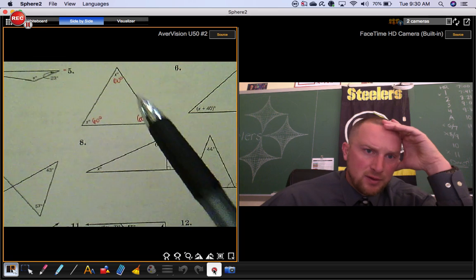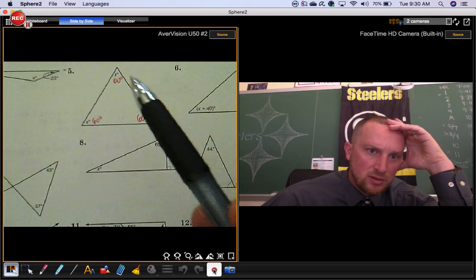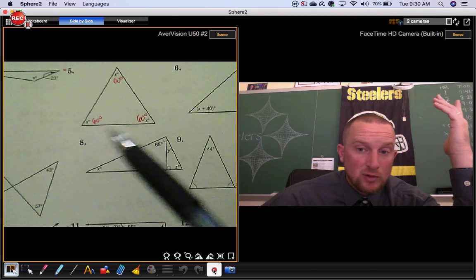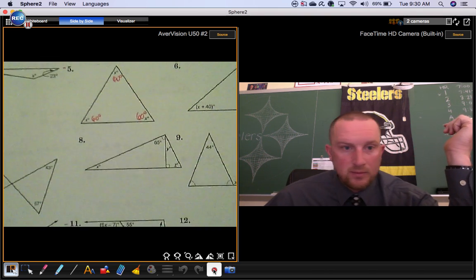Number 5, the 3 missing angles of a triangle are all the same. They would all have to be 60. It's an equilateral triangle if all the angles are the same. So they're all 60. We have a theorem that says that.